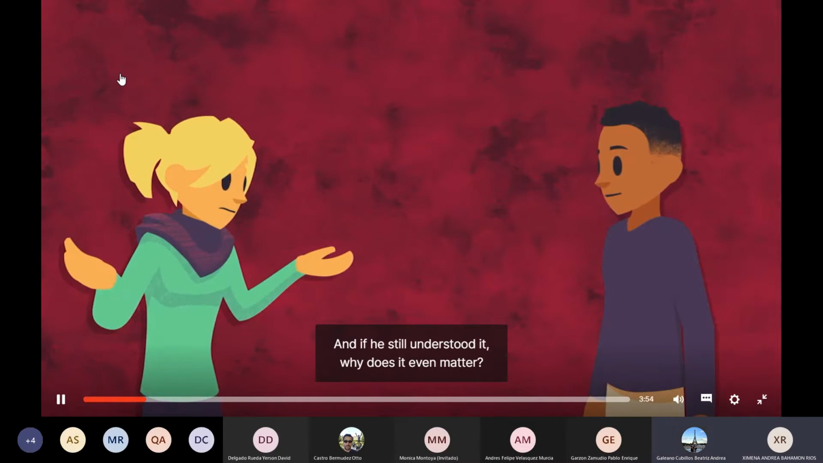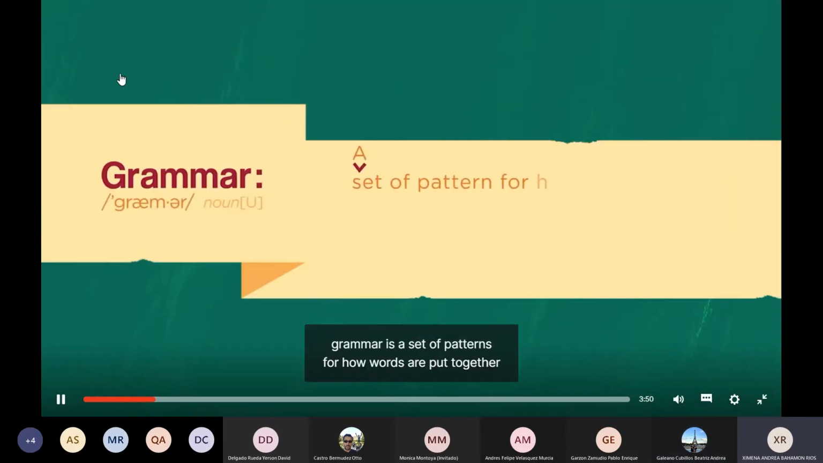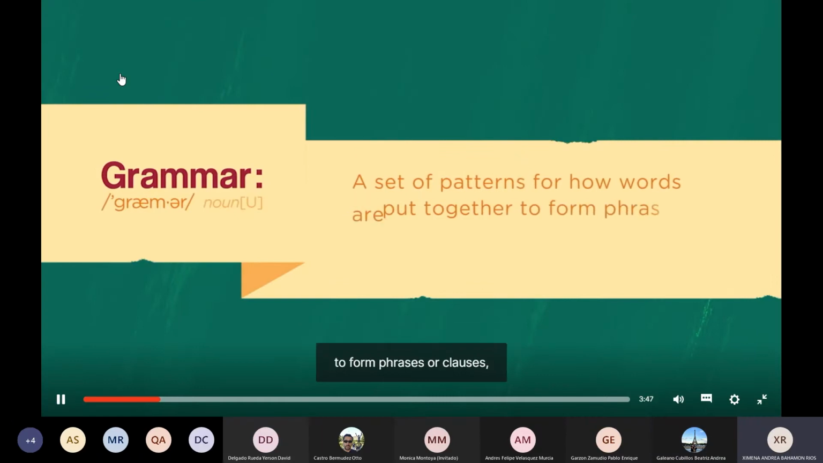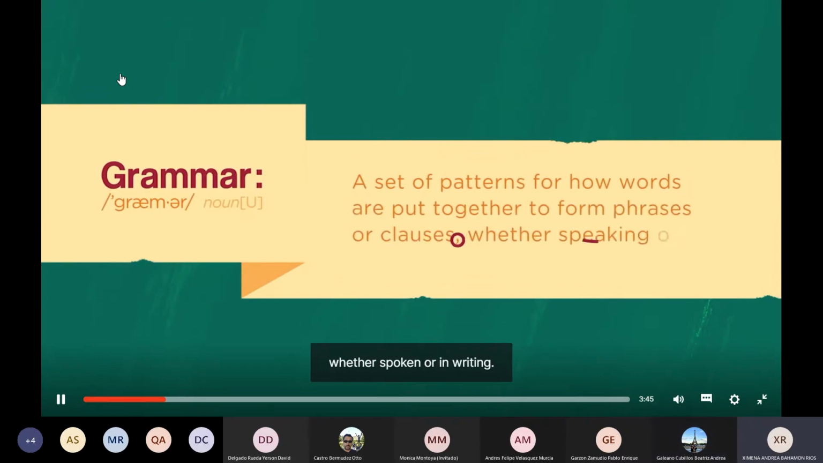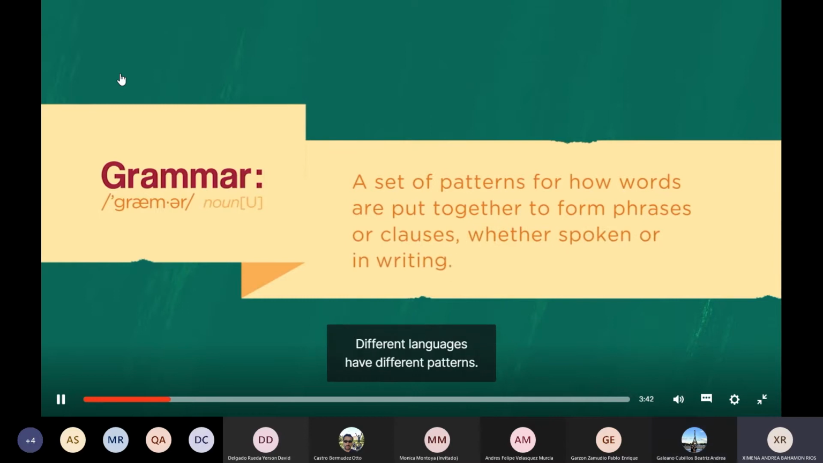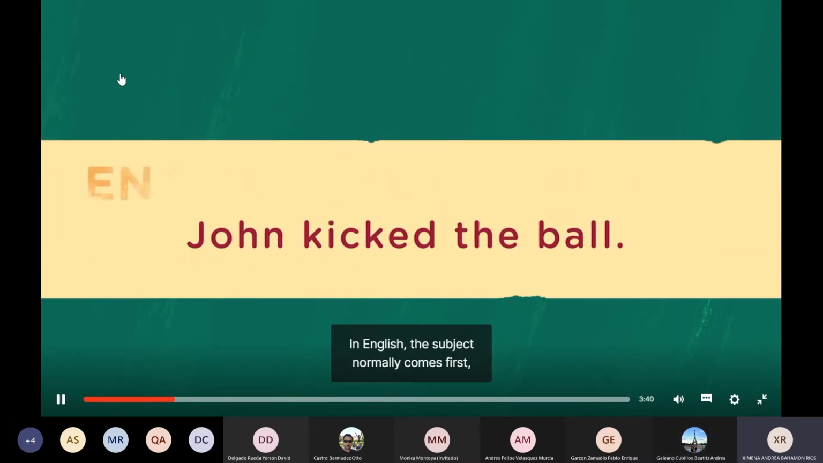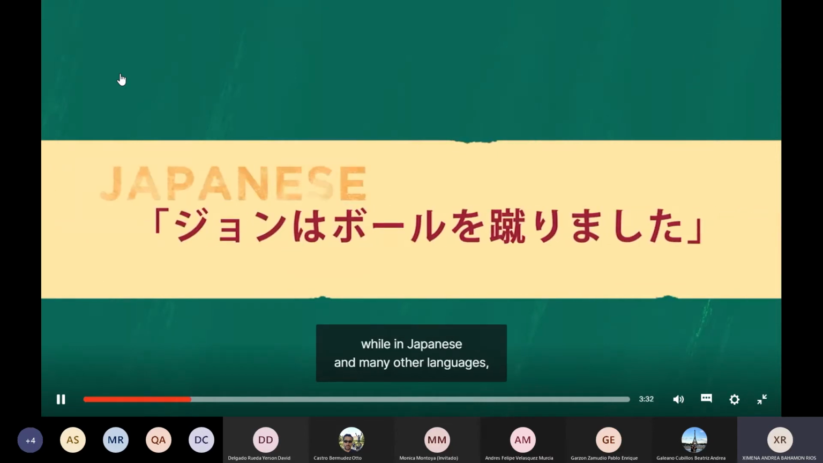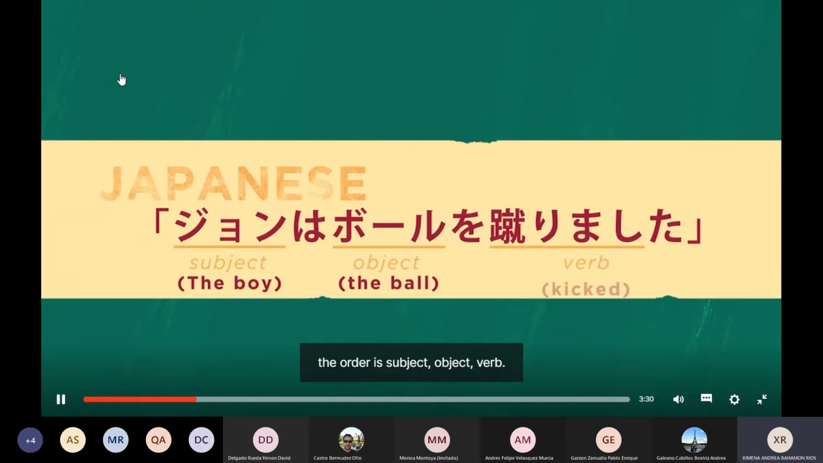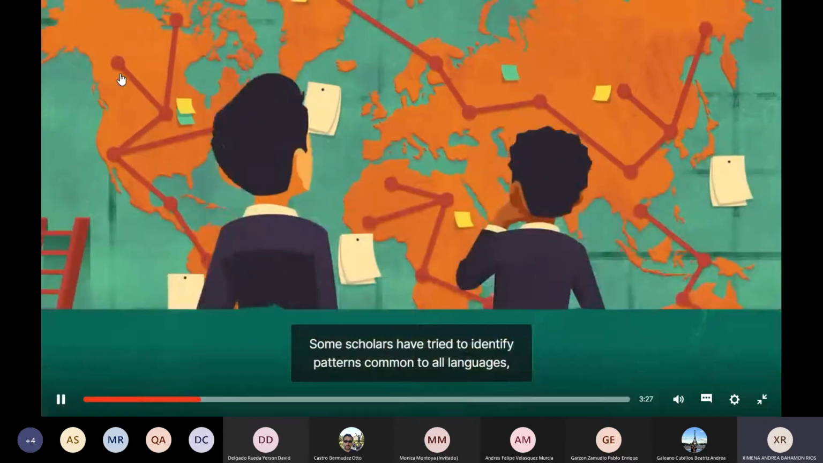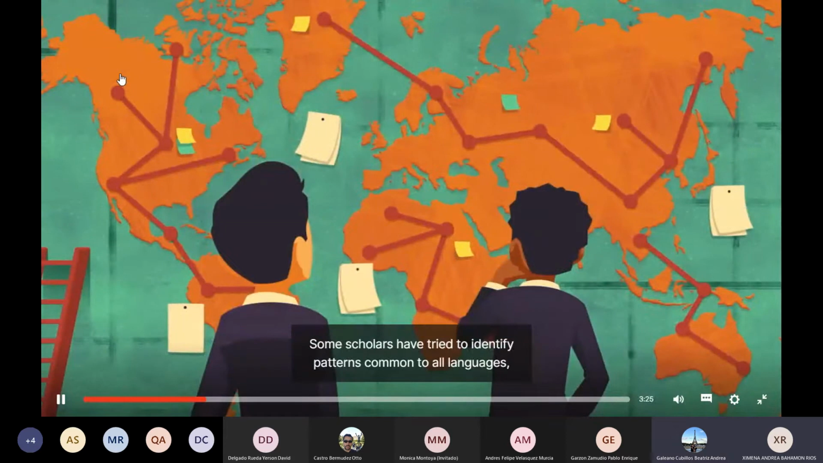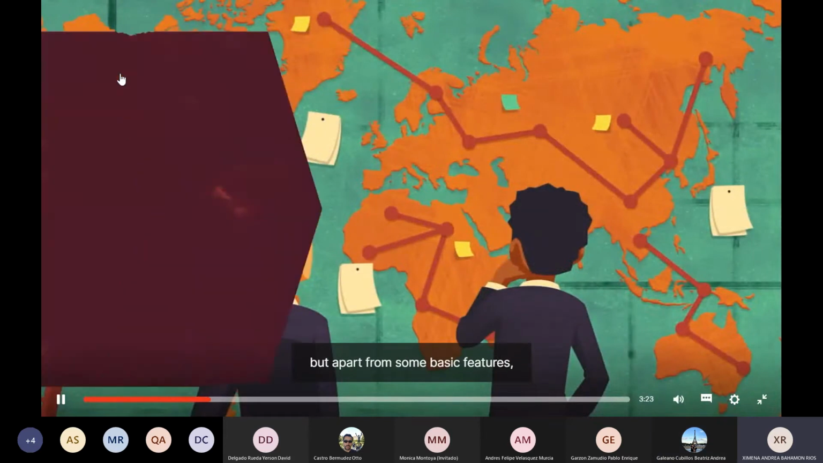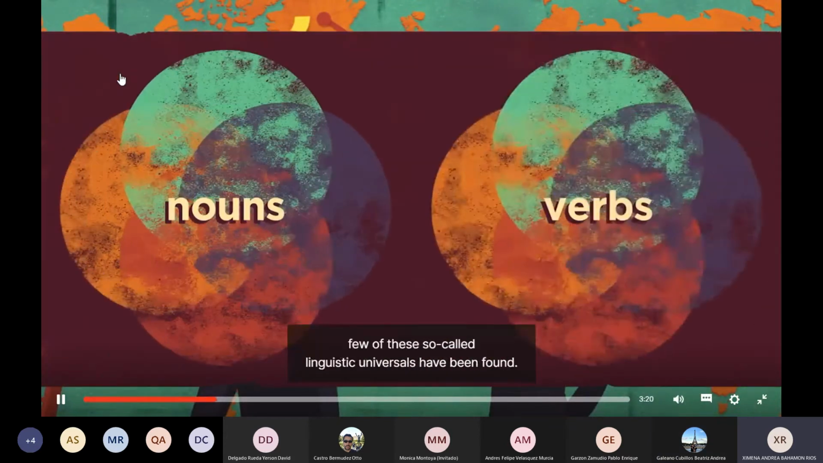From the point of view of linguistics, grammar is a set of patterns for how words are put together to form phrases or clauses, whether spoken or in writing. Different languages have different patterns. In English, the subject normally comes first, followed by the verb and then the object, while in Japanese and many other languages, the order is subject, object, verb. Some scholars have tried to identify patterns common to all languages, but apart from some basic features, like having nouns or verbs, few of these so-called linguistic universals have been found.